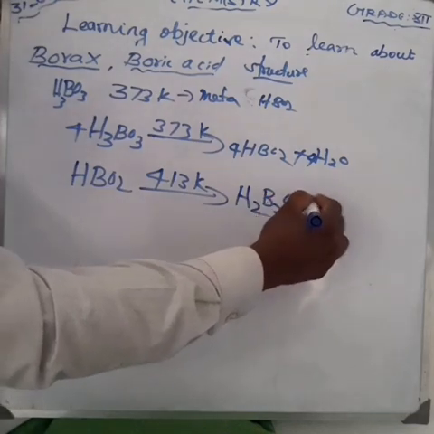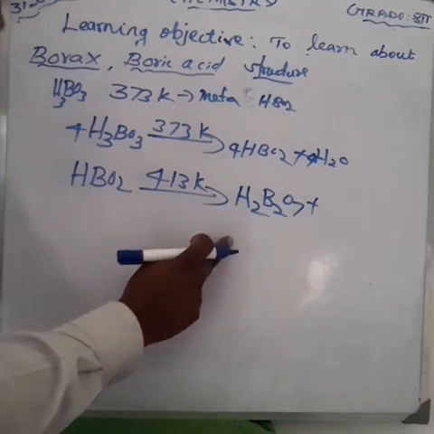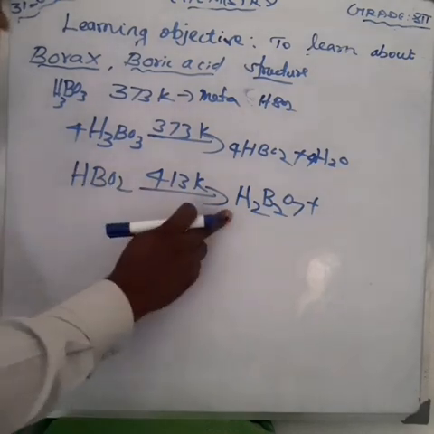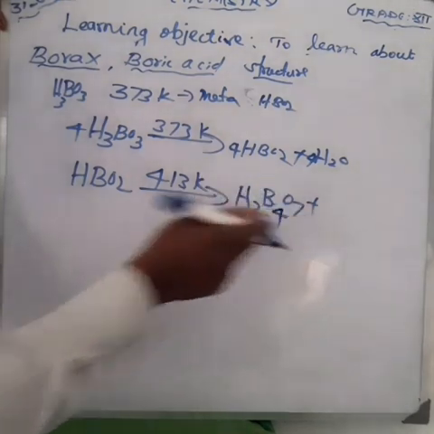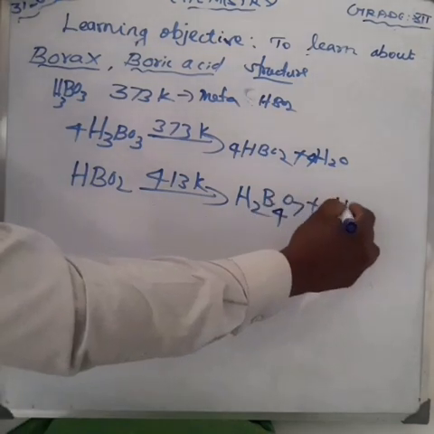H2B4O7, that is about borax. We are saying tetraboric acid. Am I right? Children, can you understand? Tetraboric acid. What is the formula? H2B4O7. Tetraboric acid, and also with water. Yes or no, my dear children?